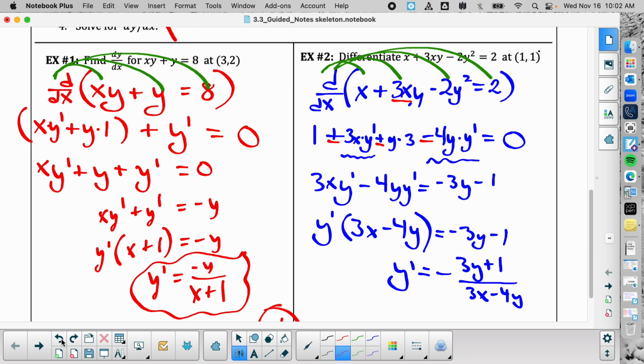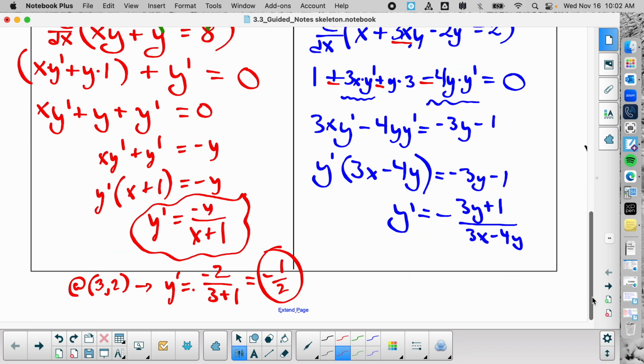Okay, so this is the derivative. Could be lots of versions that are all equal. But it doesn't matter if we're plugging a number in anyway, the final answers would all be the same. So I'm plugging in 1, 1. So y prime would be negative 3 times 1 plus 1 over 3 times 1 minus 4 times 1.